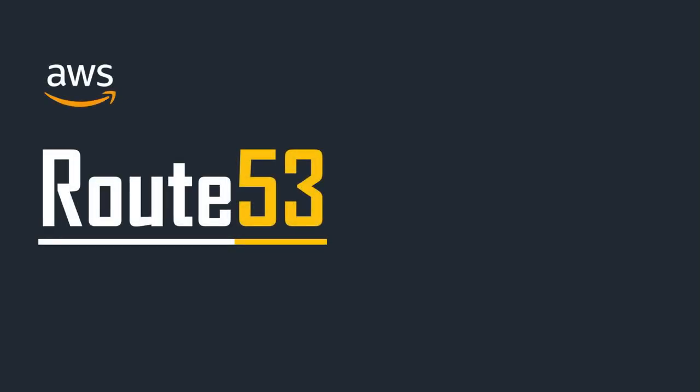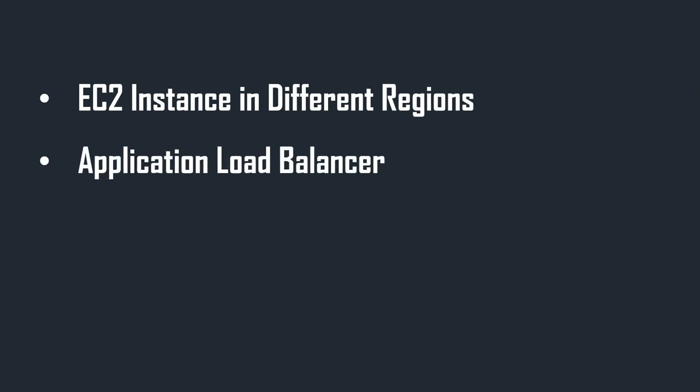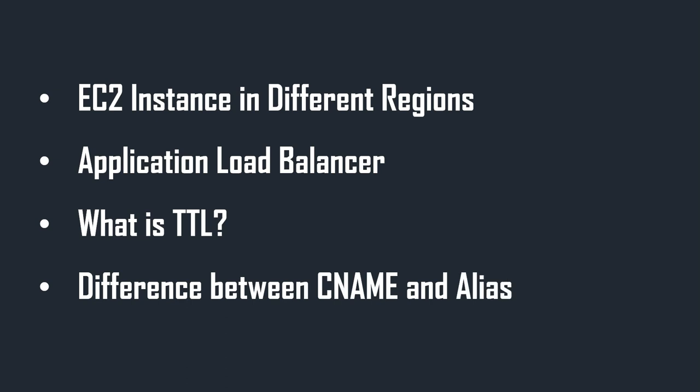In this session, we are going to see lots of things related to AWS Route 53, like how we can create instances in different regions. Then we will see how to create and configure an application load balancer. After that, we will see what actually TTL is, and then finally we will see the difference between CNAME and Alias Record. So without any further ado, let's get started.